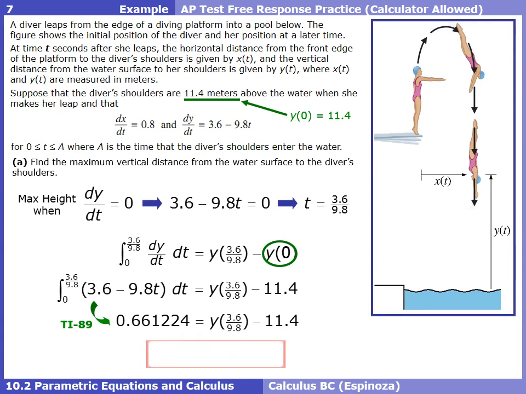After that, it's very straightforward. We can go ahead and add 11.4 to both sides, and then we're going to get a maximum vertical distance, or in other words, the y distance is 12.061 meters. Again, two very important things on the free response section of the test: rounding to 3 decimal places, and then not forgetting units.